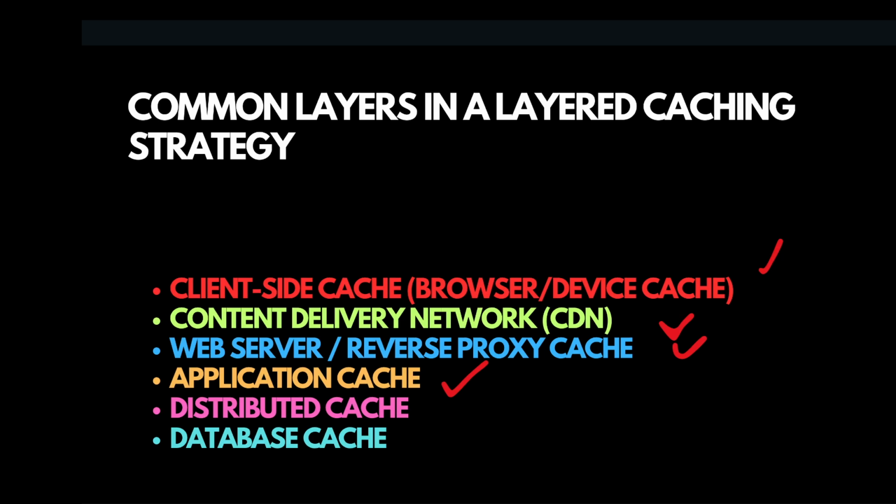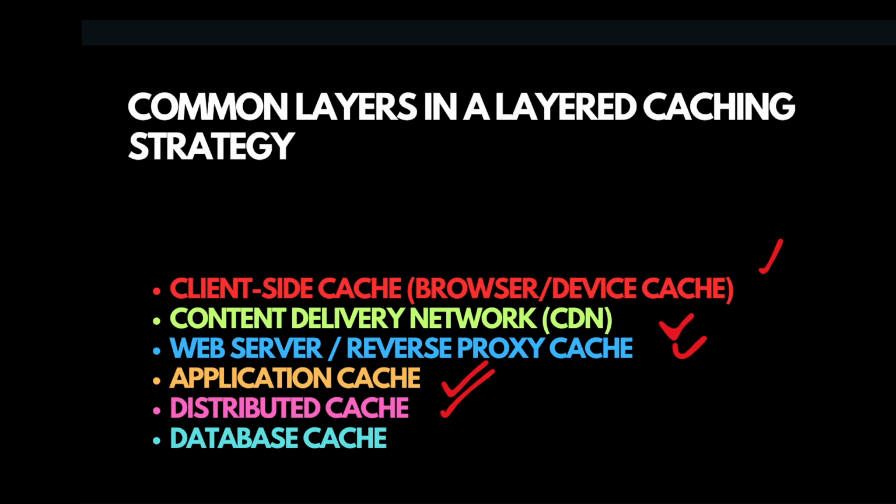Number 4, application cache, which is in-memory or local cache. What it caches: frequently accessed objects, computed results, and user-specific data. Where it lives: within your application's memory on each individual application server. The pros of it: extremely fast direct memory access. The cons of it: it's limited to a single server, not shared across instances.